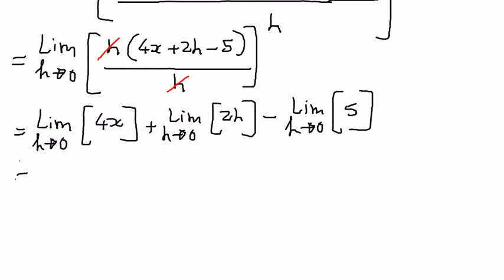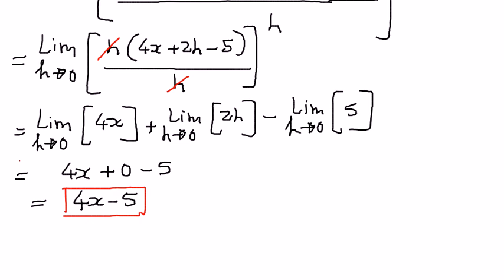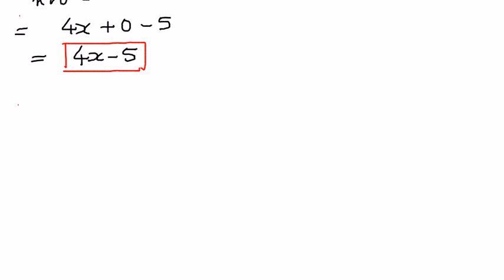So therefore, the limit of the function 4x as h approaches 0 is going to be equal to 4x. The limit of 2h as h approaches 0 is going to be equal to 0. And the limit of a constant number 5 as h approaches 0 is going to be equal to 5. And therefore, this expression simplifies to 4x minus 5, like that. So this is the first derivative of this given function.